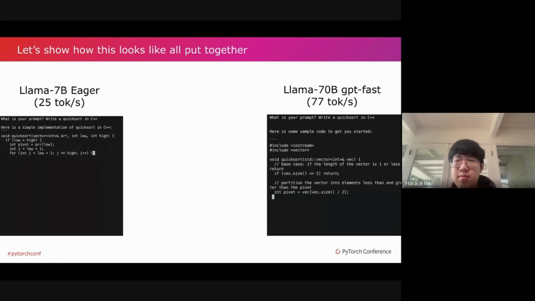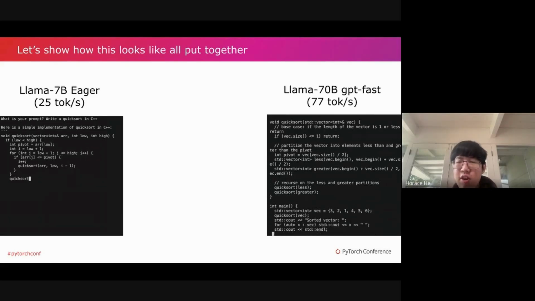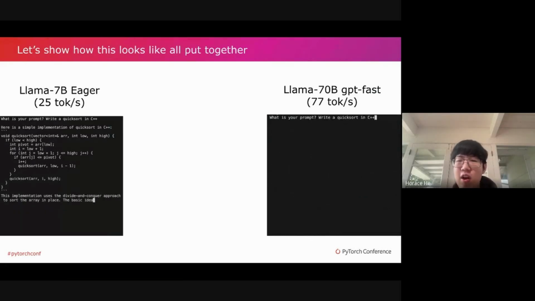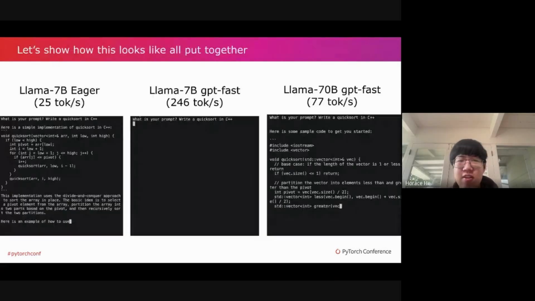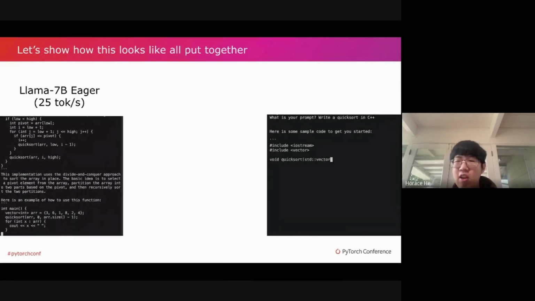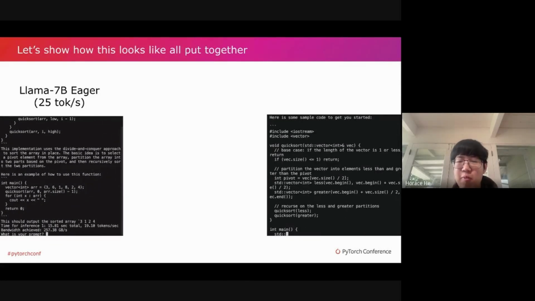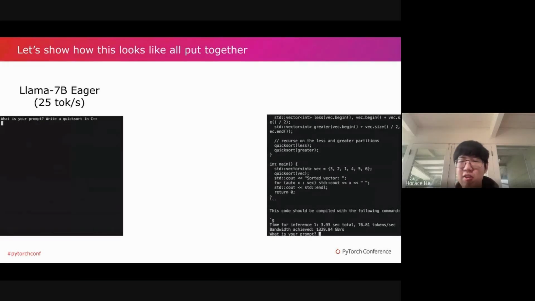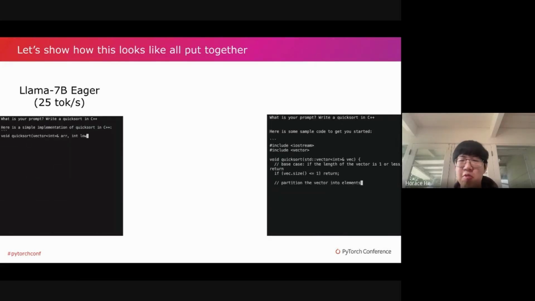And so here, on the right-hand side, we have the performance after applying GPT-Fast on top of it. And you can see this was way faster, at 77 tokens per second.